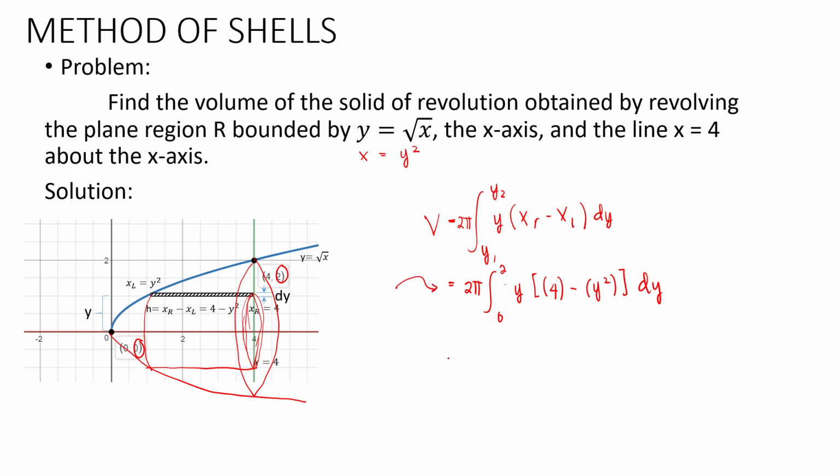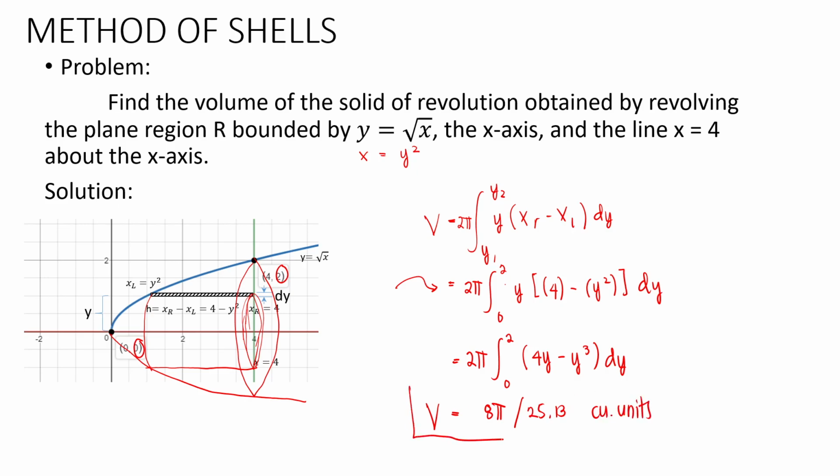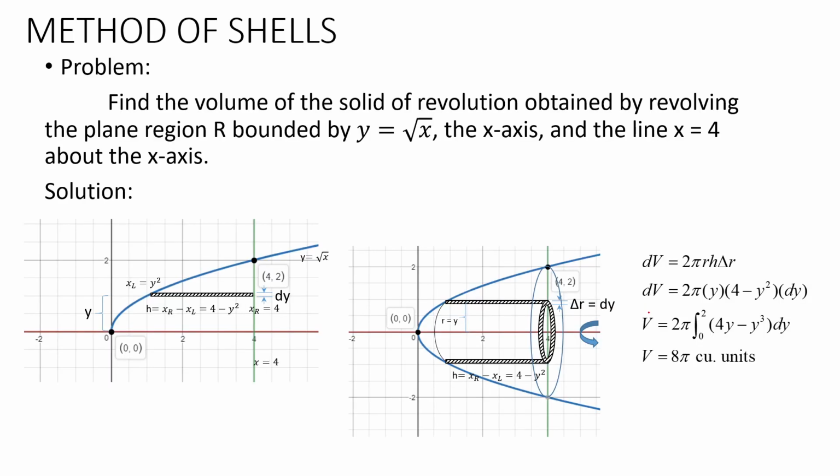You may plug this into your calculator, but it helps the calculator a bit in the simplification process. So this becomes 4y minus y cubed dy. So the volume, I think in confidence, is still 8 pi, or 25.13 cubic units. All right, so this is the solution.